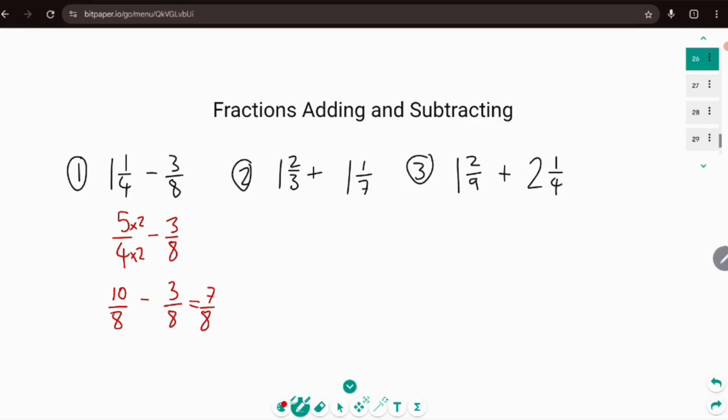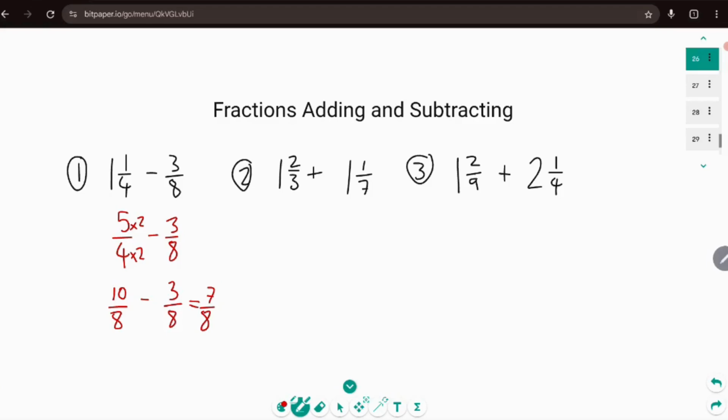If you had used the lowest common multiple of 32, you would have got 40 over 32 minus 12 over 32, which gives you 28 over 32, which simplifies to 7/8.